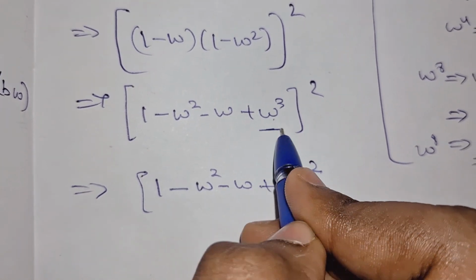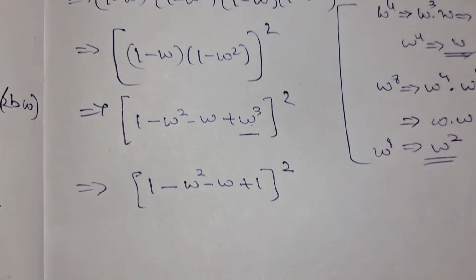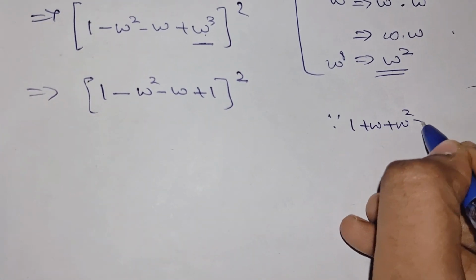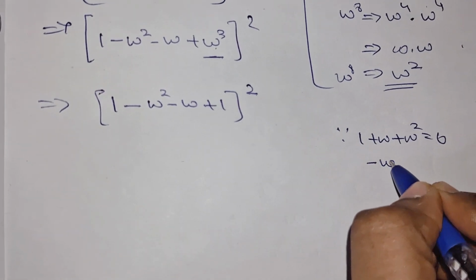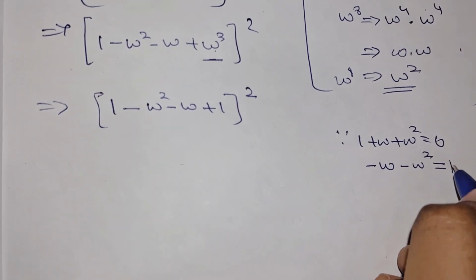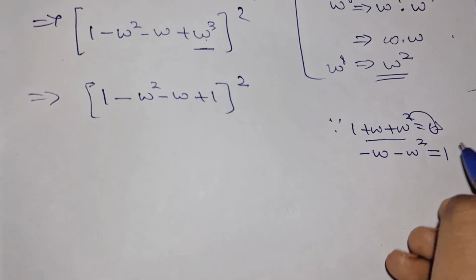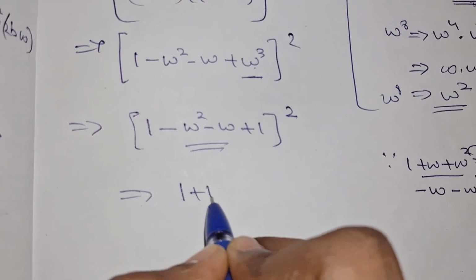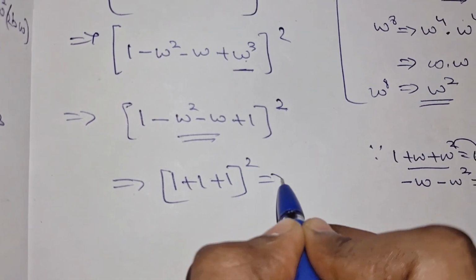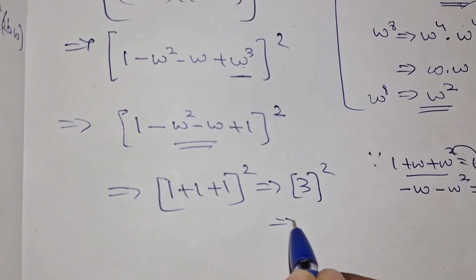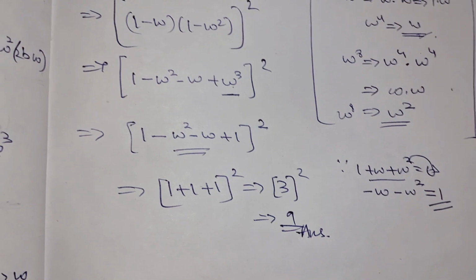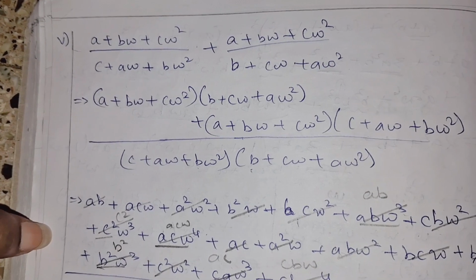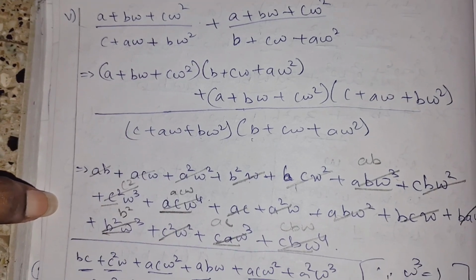So I have substituted this value. Then, since 1 plus omega plus omega square is equal to 0, minus omega square minus omega will be equal to 1. I am sending these both terms that side, so I will be left with 1. So I can substitute this also as 1. So 1 plus 1 whole square, which is 3 whole square, which is equal to 9. So this is the answer. This is also a simple problem, right? This is the fifth question, which can be solved in this manner.